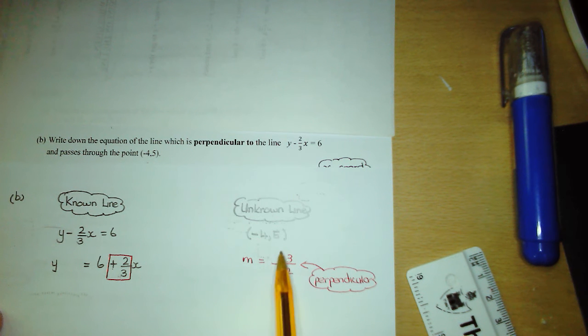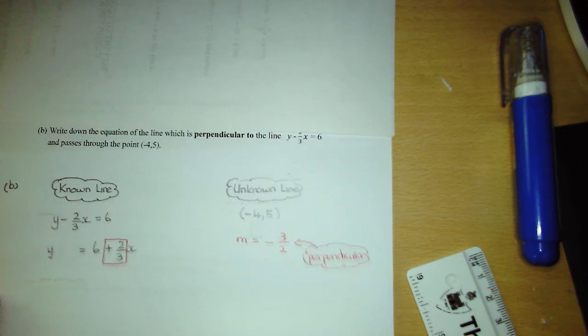Now we need to get the y-intercept for the unknown line. Now the problem again here is that the x-coordinate is not 0. So because the x-coordinate of the point isn't 0, this point does not lie on the y-axis. And that means that 5 is not the y-intercept. So the way we have to get the y-intercept now is by subbing the point and the gradient for the unknown line into the general equation of a straight line. So let's get our y-intercept.